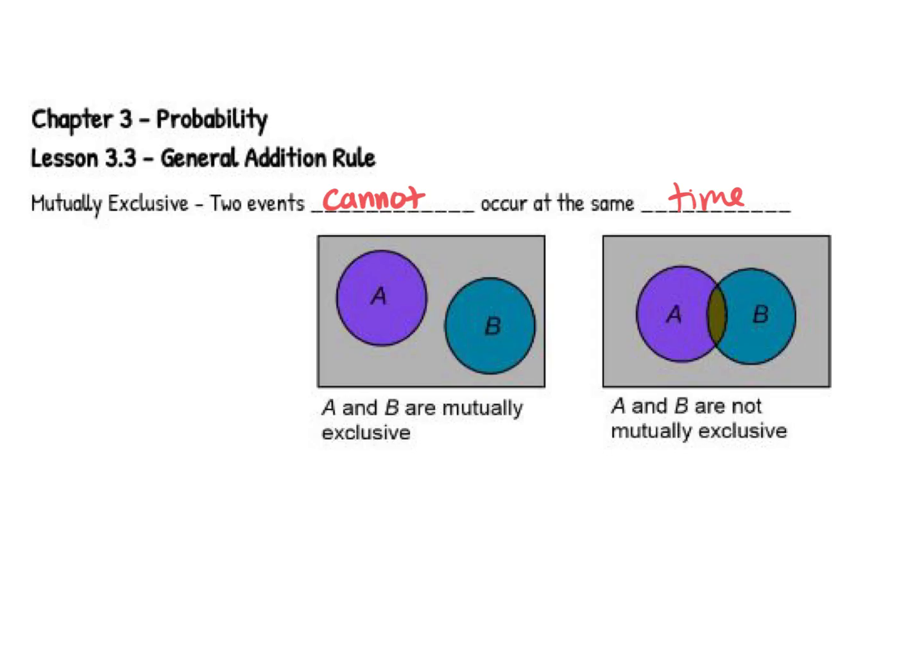So the first thing we're going to take a look at is mutually exclusive. Two events that cannot occur at the same time are mutually exclusive. If we look at our examples here in those pictures, A and B are mutually exclusive when they never overlap. But A and B are not mutually exclusive when they have that overlap.